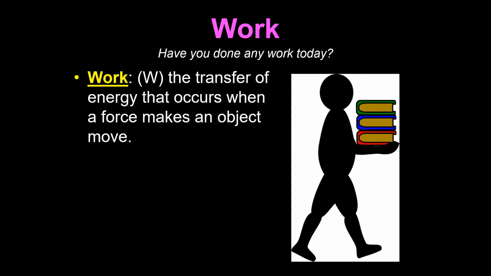So physicists, when they think about it, they think really in terms of energy and objects moving, and that's kind of the key things there for work. Notice here that when we represent work, we abbreviate it with just a capital W. That's going to come in handy here in a second when we look at the formula for work, but we do represent it as a capital W.